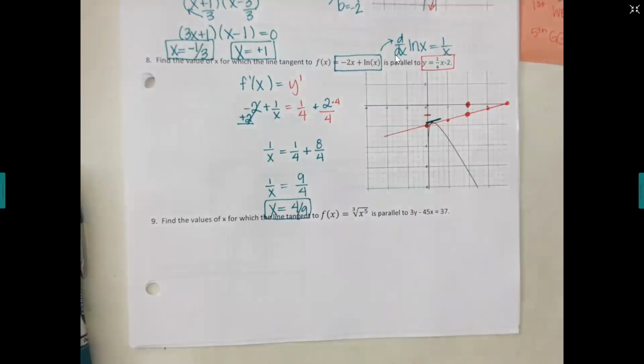Okay, so transition to your other notes, please, that you picked up today. We're going to talk about differentiability.